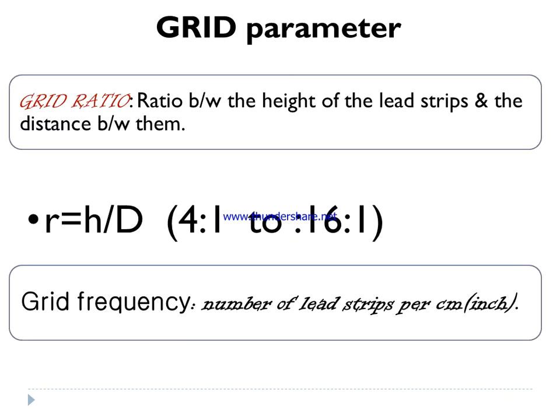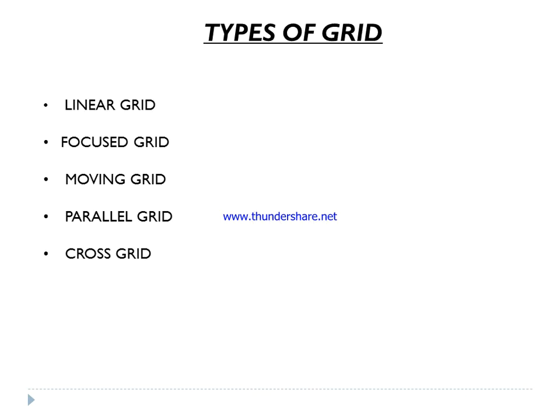They have a parameter, the grid ratio. The formula for grid ratio is R equals H upon D, where R is the grid ratio, H is the height of the lead strip, and D is the distance between one lead strip and the other. Grid ratio ranges from 4:1 to 16:1. Grid frequency is the number of lead strips per centimeter.